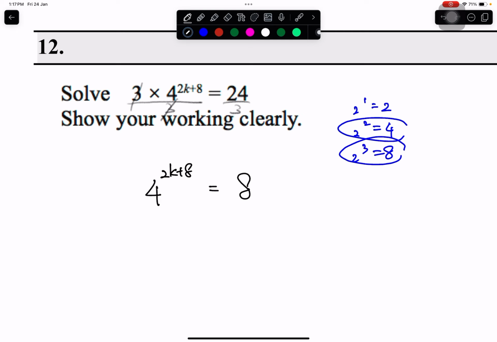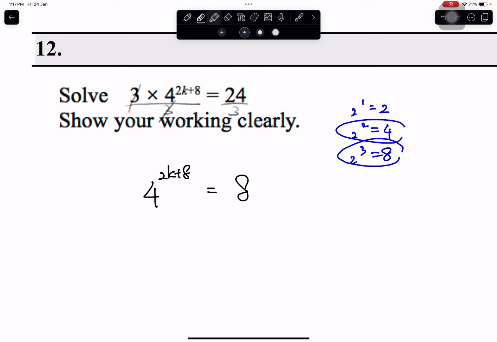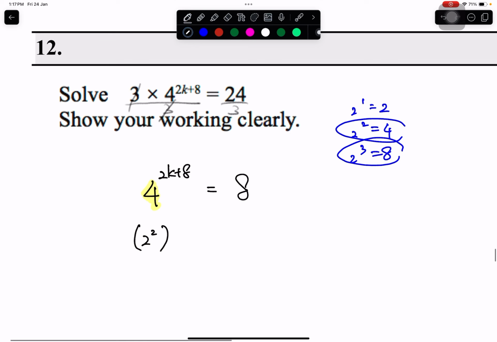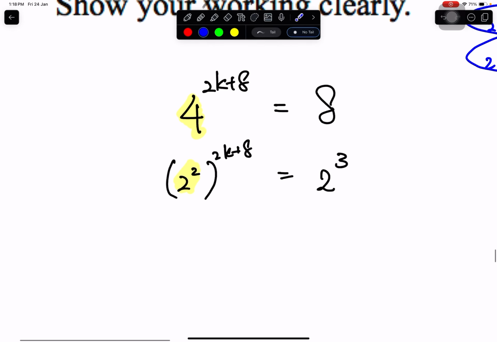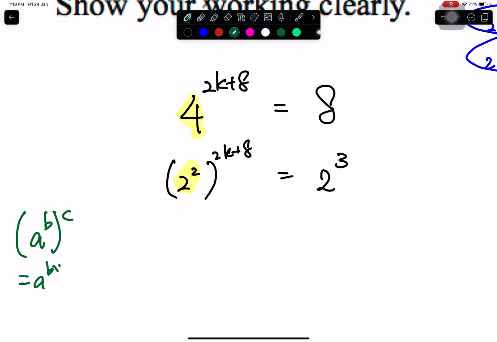Okay? So let's just rewrite the 4. This 4 will become 2 squared, right? The power of 2k plus 8 outside has never changed. We just changed the 4 into 2 squared. Nothing else. On the right hand side, the 8, we can also write as 2 to the power of 3, because 8 itself is equivalent to 2 cubed. So now we have a common base, but we still need to solve for one thing, because here we have a power of a power, which is a to the power of b to the power of c equals a to the power of b times c.